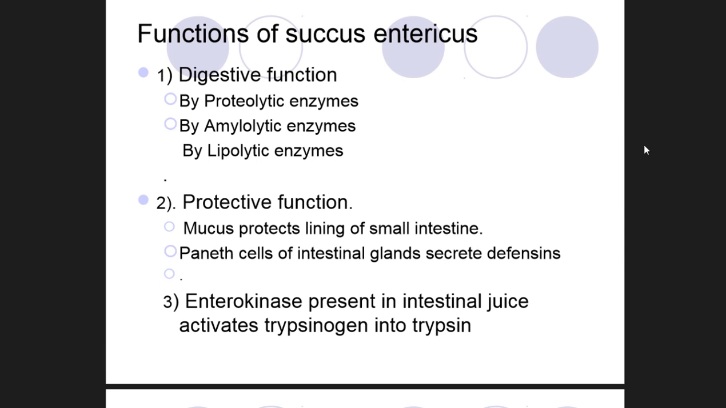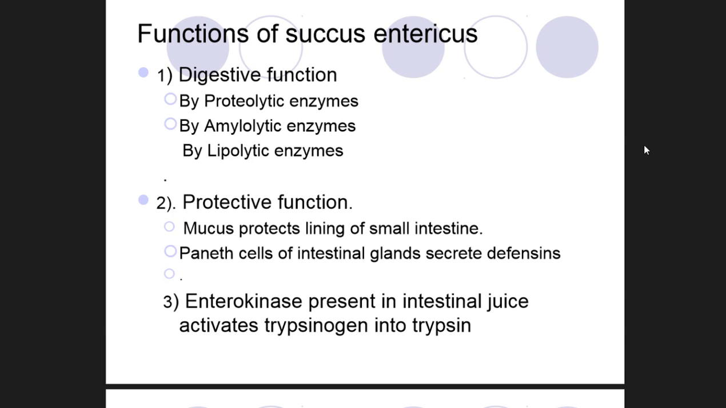Now, what are the functions of the succus entericus? Digestive function, by proteolytic, amylolytic and lipolytic enzymes. Protective function: mucus protects the lining of the small intestine from damage by the acidic chyme. The Paneth cells and intestinal glands also play a role in defense, meaning immunity and preventing infection.